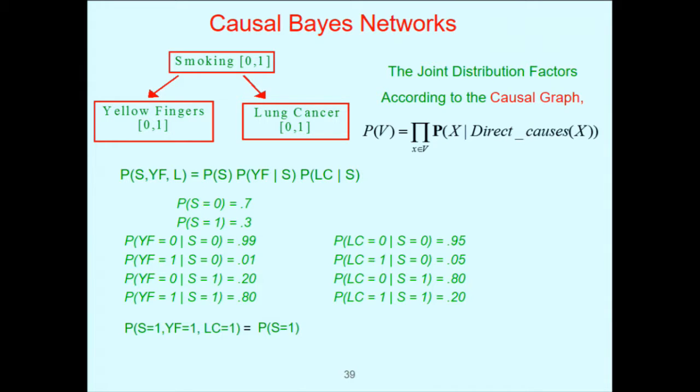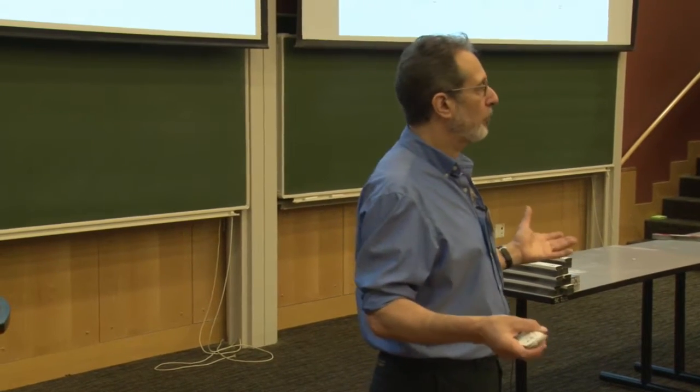I need to know the probability that smoking equals 1, the probability of yellowed fingers equals 1 given smoking equals 1, and the probability of lung cancer equals 1 given smoking equals 1. So if I just look up in the table, the probability of smoking equals 1 is 0.3. Yellowed fingers equals 1 given smoking equals 1 is 0.8 right there. And the last one is 0.2 right there. I multiply that out. That gives me the joint probability of those three things happening at the same time using this table. Easy? Clear? Okay, so now you could all do that if I asked you to.